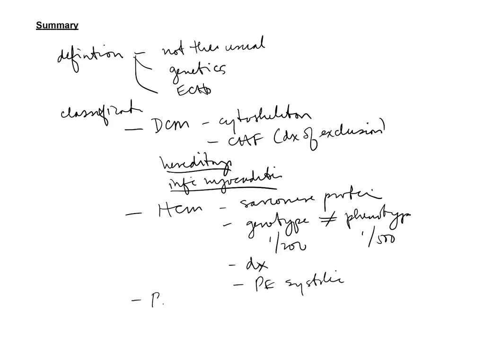And then the last is going to be restrictive cardiomyopathy, and this is going to be the differential diagnosis of a restrictive pericarditis. So that brings us to the end of this tape.